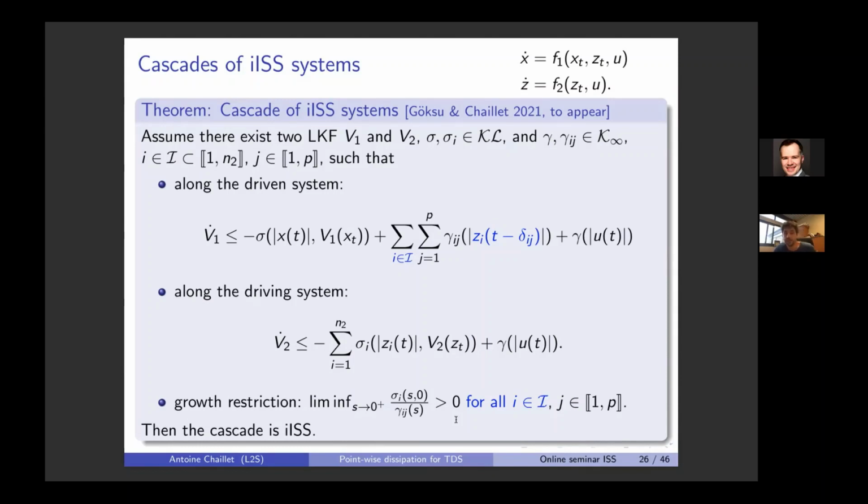And what is cool about this result, and was not present even in the finite dimensional context, is the fact that this growth rate condition needs to be checked only for all I in this set I, capital I. What is capital I? It is the set of all indexes of the z variables that enter the computation of the first Lyapunov functional. So if by some chance z2, for instance, does not appear in this computation, then you don't need to check this growth rate condition for the z2 variable, because it will have no critical impact on the stability of the cascade.